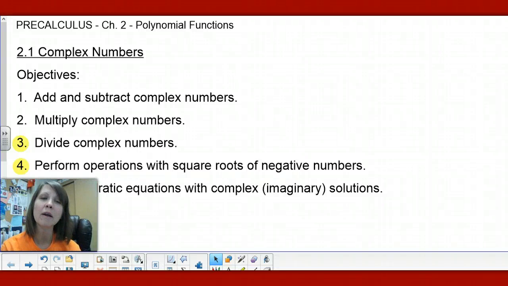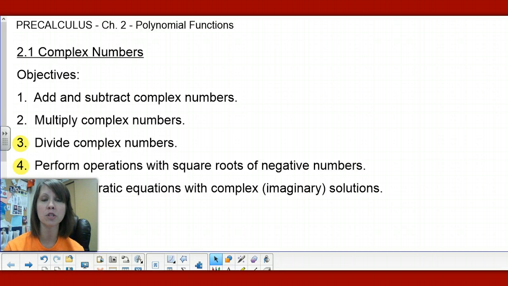Hi guys, today we're talking about 2.1 complex numbers. I'm going to focus on objectives 3, 4, and 5 from this lesson: dividing complex numbers, performing operations with square roots of negative numbers, and solving quadratic equations with complex or imaginary solutions.